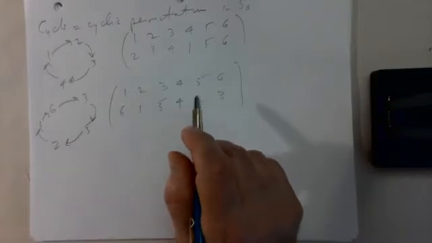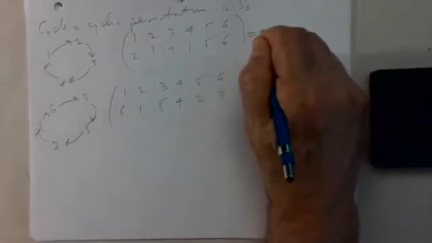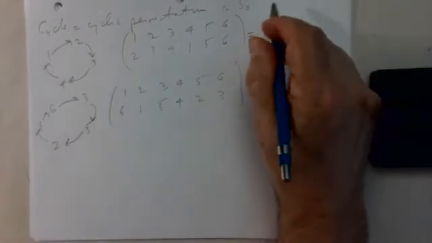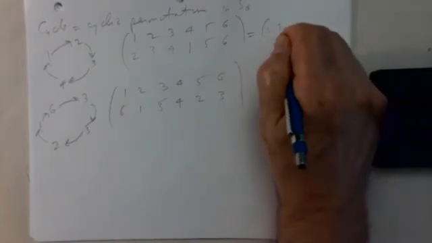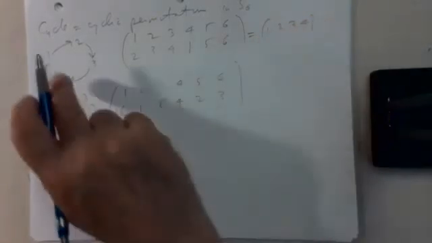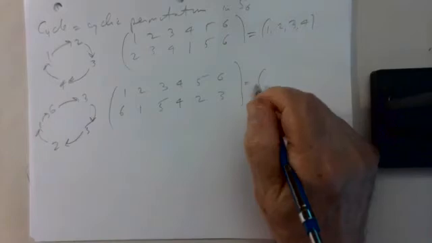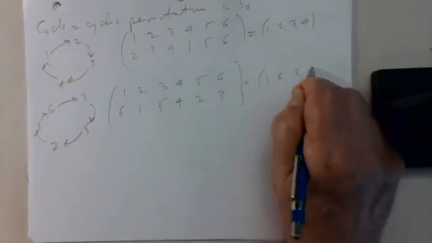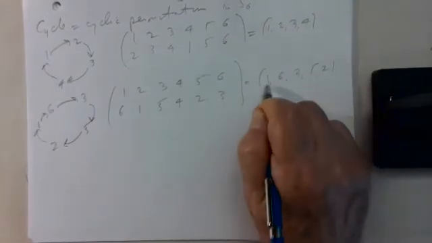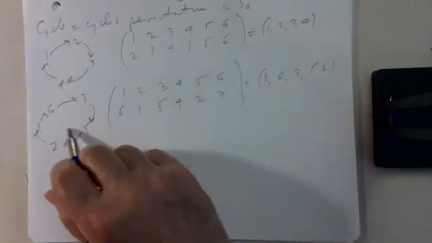Usually for a cycle, you also write the cycle as just a single string of numbers. 1 goes to 2, goes to 3, goes to 4 is this cycle. This would be 1 goes to 6, goes to 3, goes to 5, goes to 2. That's a way to represent this cycle.